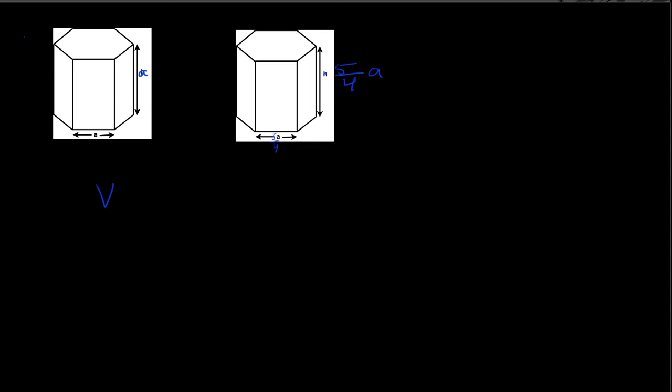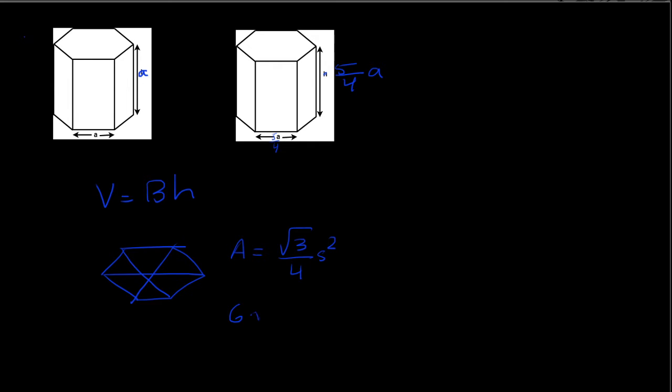So first, how do you find the volume? The volume is the area of the base times the height. So the base is a hexagon, and it's a regular hexagon. So for regular hexagons, we can break it up into 6 equilateral triangles. The area of each triangle is going to be √3/4 times the side length squared. And because there's 6 of them, we're going to multiply each area of the triangle by 6 to get 3/2 times √3 s squared.